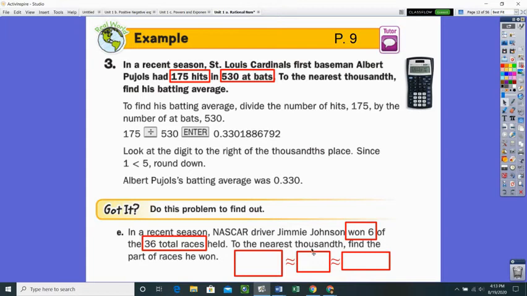All right, so 6 out of 36, both divisible by 6, that reduces to 1/6. Take 1 divided by 6. Did you get a decimal of 0.167? That answers the question. I'm going to take it one step further, though. Remember how to change to a percent. Move it 2 places to the right and add the percent sign.